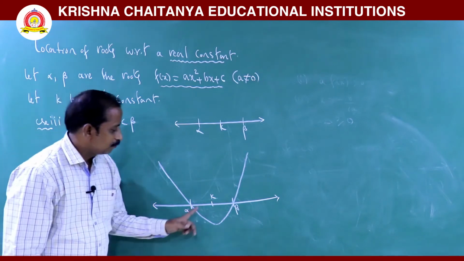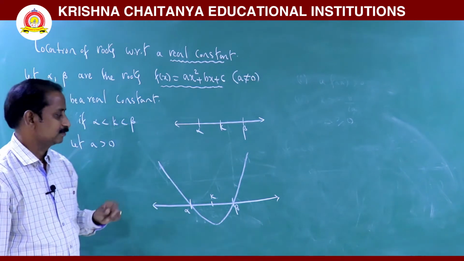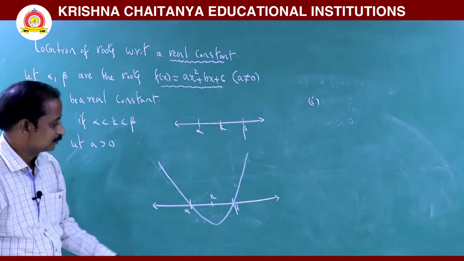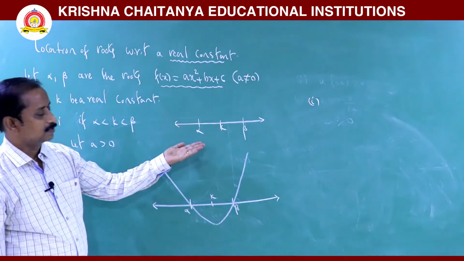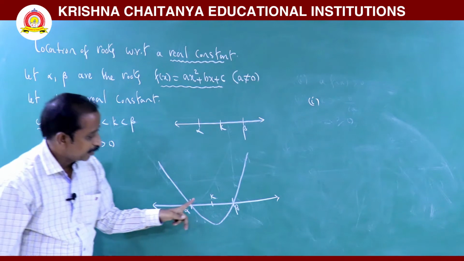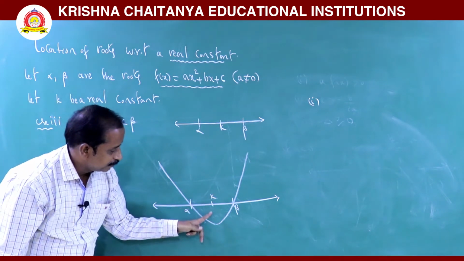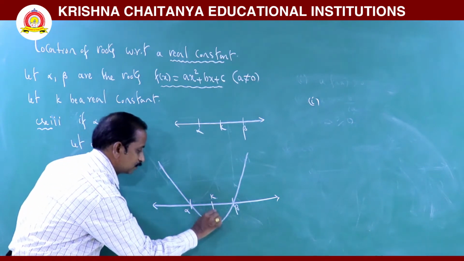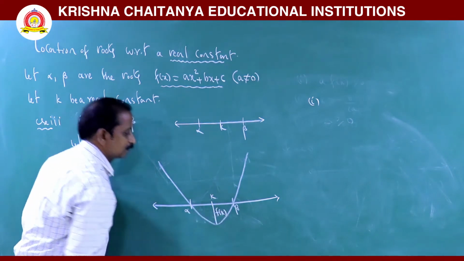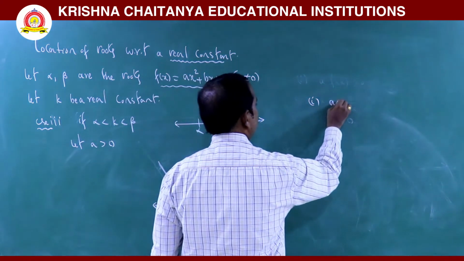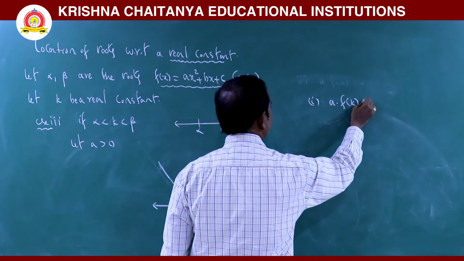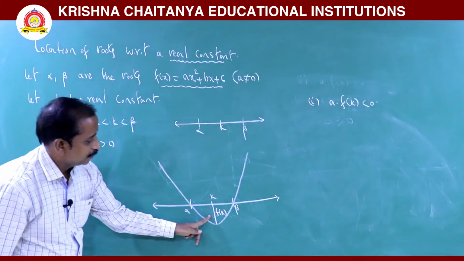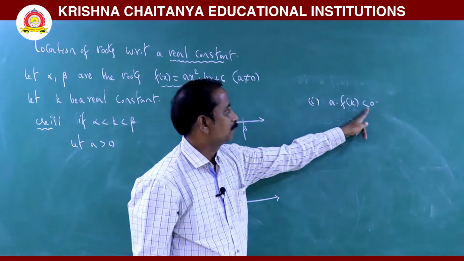So now what are the conditions existing here? Existing conditions, point 1. First point, it opens upwards, so a is positive. At k, the graph should be below the x-axis. So the image should be f of k. So f of k is negative. So I can write a into f of k is negative. Reason: a positive, f of k negative, positive into negative is negative.